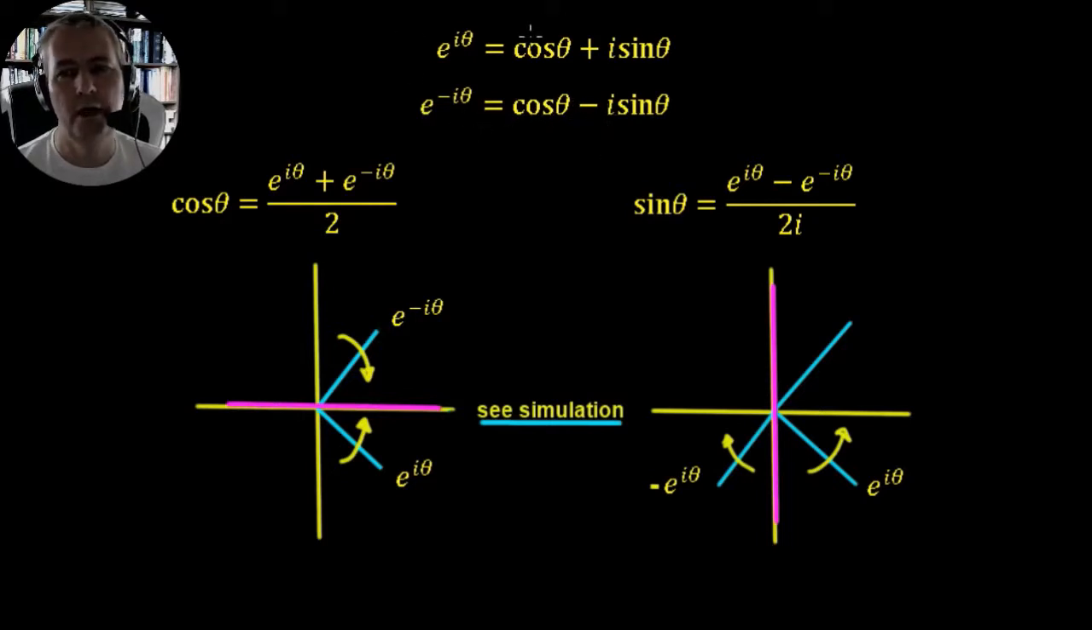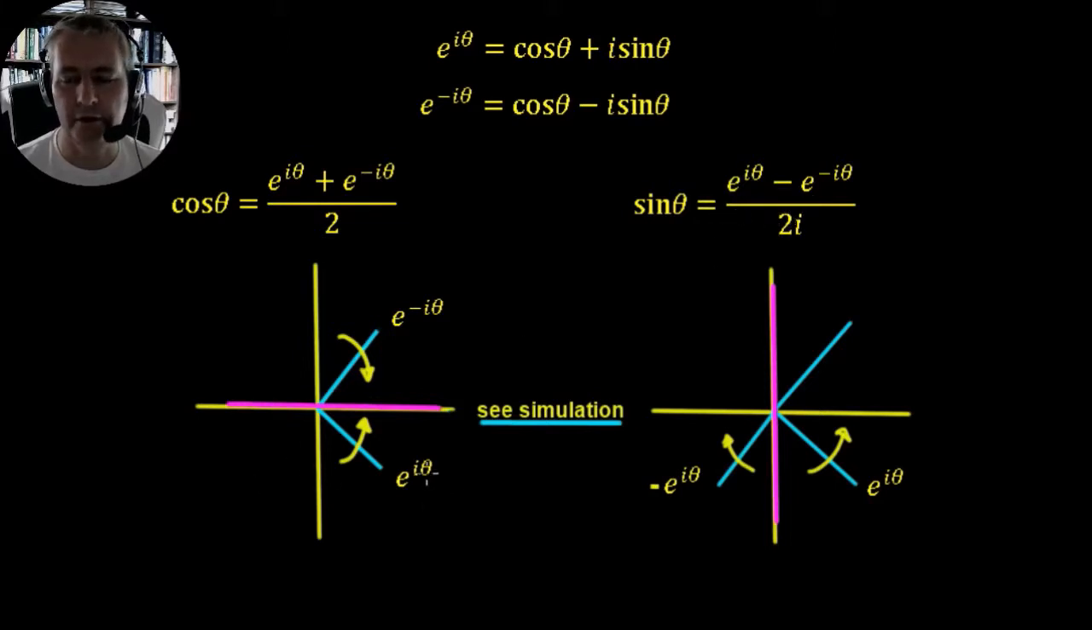Now if we add both of these together, the sine terms disappear. We get 2 cos theta, so 2 cos theta equals e to the i theta plus e to the minus i theta. Dividing the whole thing by 2, cos theta is given by e to the i theta plus e to the minus i theta, upon 2. We can do the same thing with sin theta, in which case we get e to the i theta minus e to the minus i theta, upon 2i.